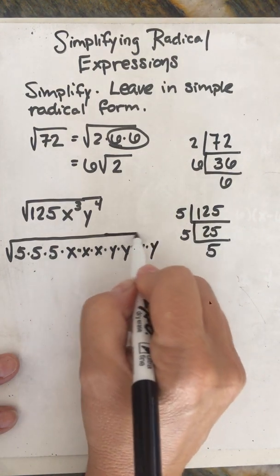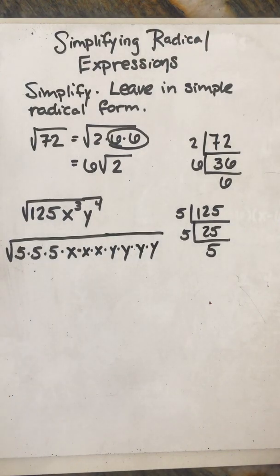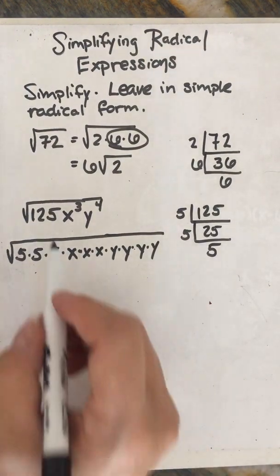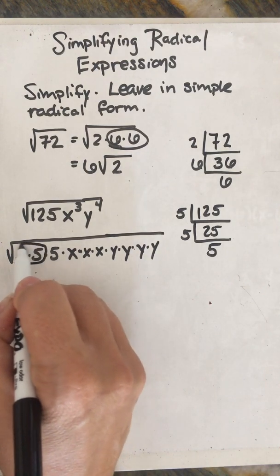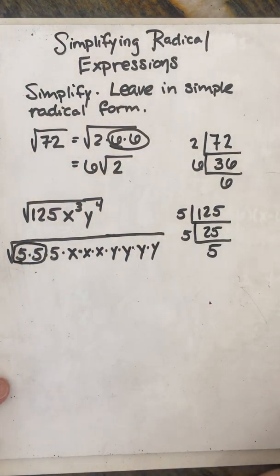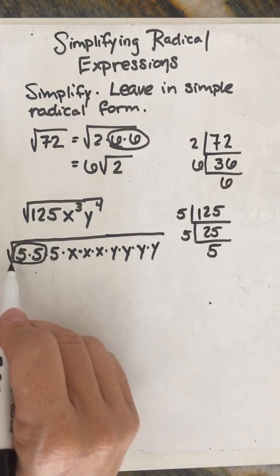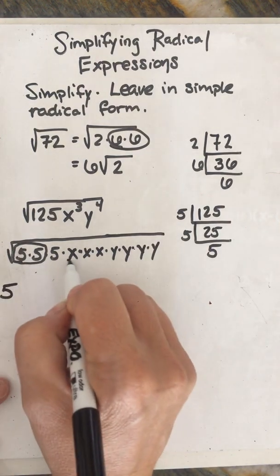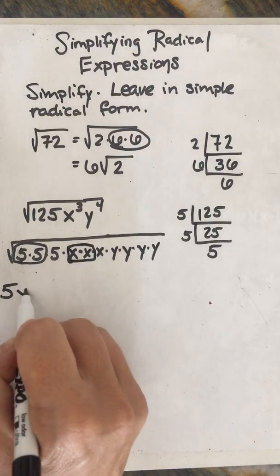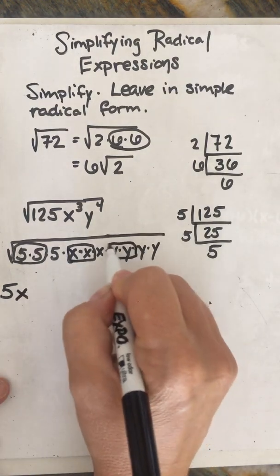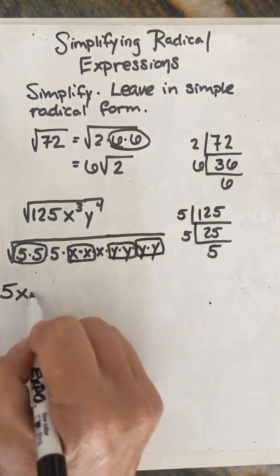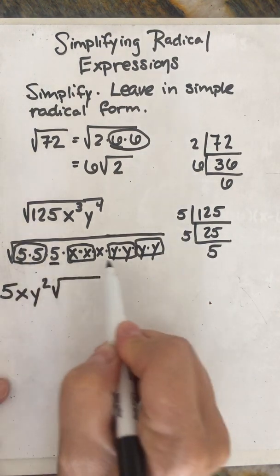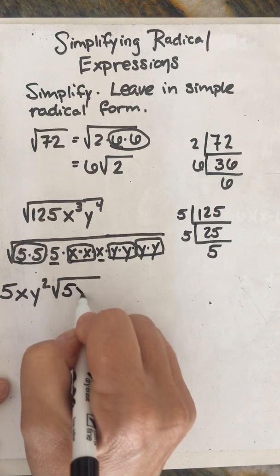And if you need to write it out, that's fine. I think you're probably sophisticated enough where you don't need to write it all the way out, but whatever works for you. Look for your doubles, your sets of 2, your perfect squares. So we've got a 5, we've got a set of x's, and we have 2 sets of y's, so y squared. And then what's left on the inside is a 5 and an x.